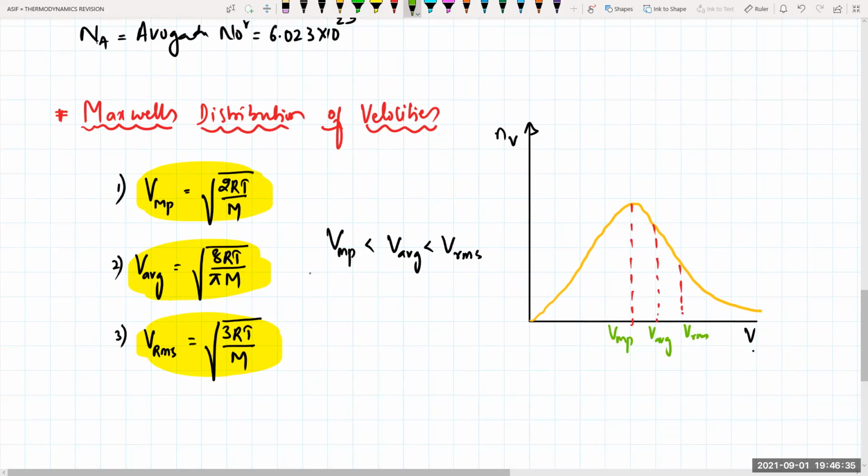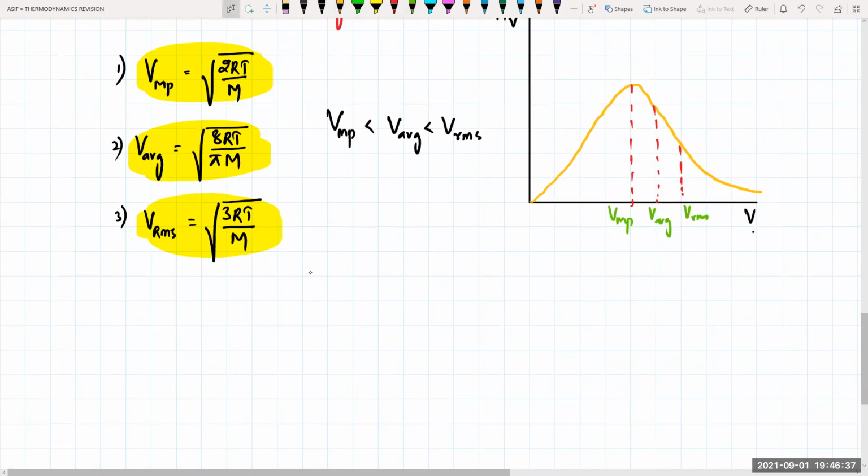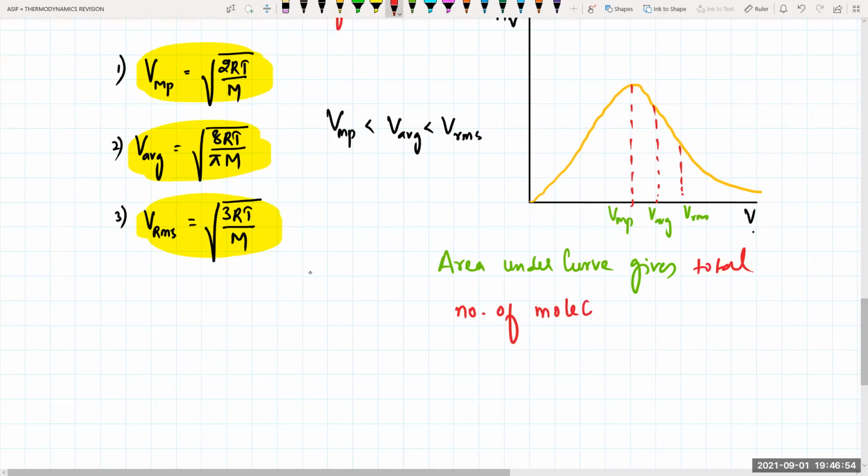Clear? So I can say that the area under this curve will give me, sometimes they ask this question also. Area under curve gives, can you tell me what it gives? It gives me your total number of molecules. Clear? Very important point. That is an important graph you need to remember. Is it clear?